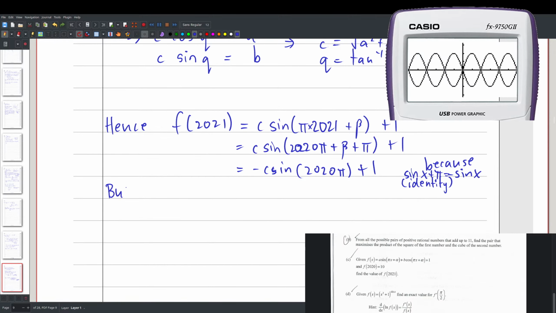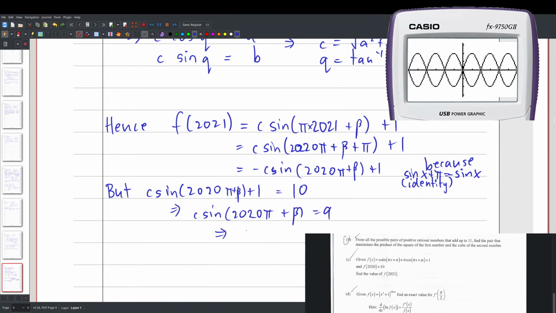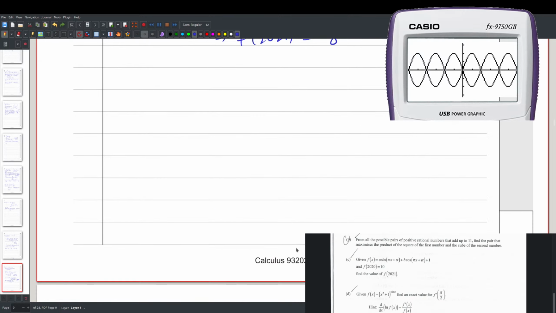But c sine(2020 pi plus beta) plus 1, yeah, plus beta. I forgot that. Plus beta plus 1, plus beta plus 1 equals 10, right? That's given in the question. So hence, c sine(2020 pi plus beta) equals 9. F of 2021 equals negative 8. Alright.